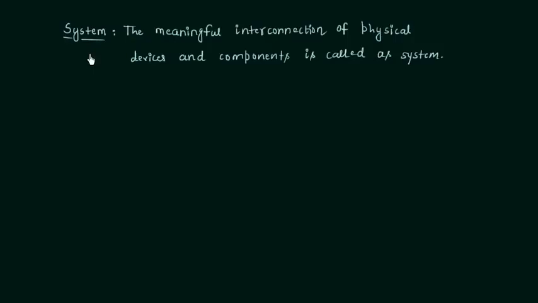I will repeat the definition again. The meaningful interconnection of physical devices and components is called a system. System alone cannot achieve anything. Let's represent this system by this rectangular box. This is the system, and if we have a system alone, it cannot achieve anything.